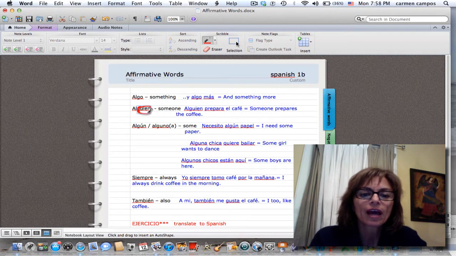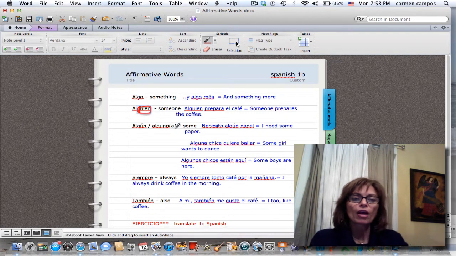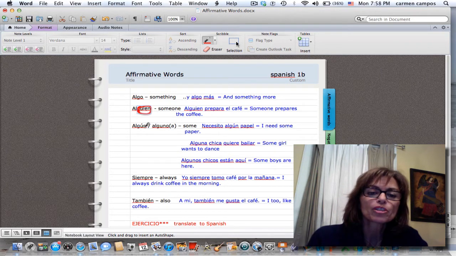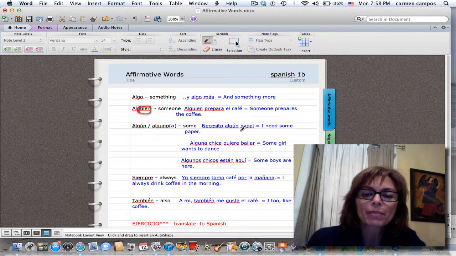Algún, alguno, alguna. All right. Well, algún means just some. But you would use it in front of something that is singular masculine. So this is papel over here. Necesito algún papel. I need some paper. But again, papel is singular and it's masculine.